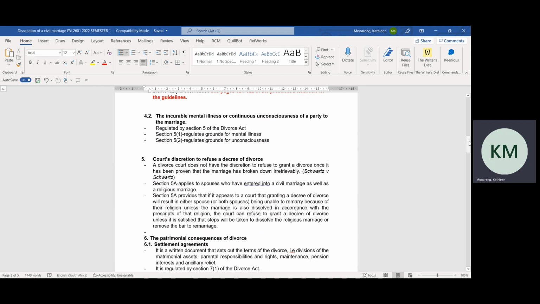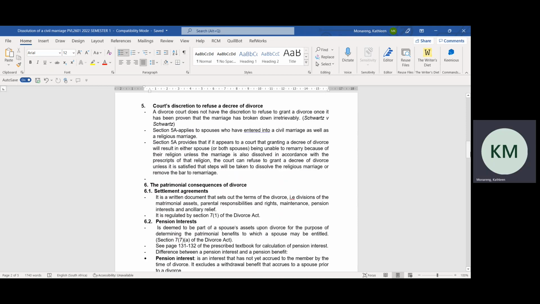And Section 5 regulates the grounds for mental illness and continuous unconsciousness. Section 5, subsection 1 regulates the ground for mental illness, and Section 5, subsection 2 regulates the ground for unconsciousness.